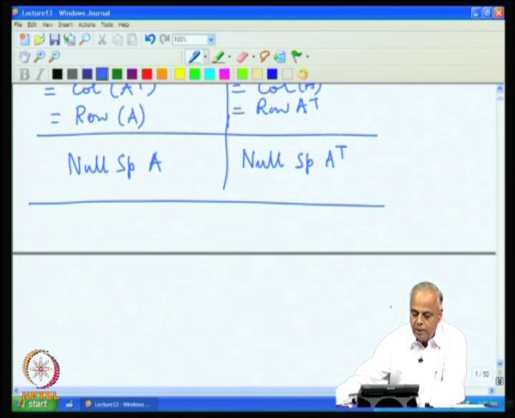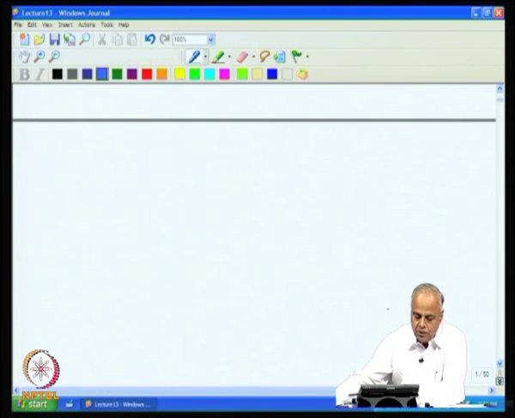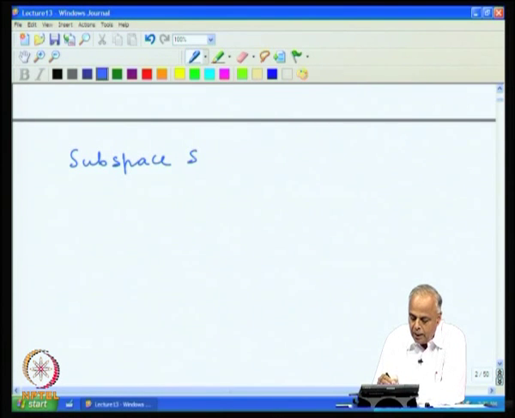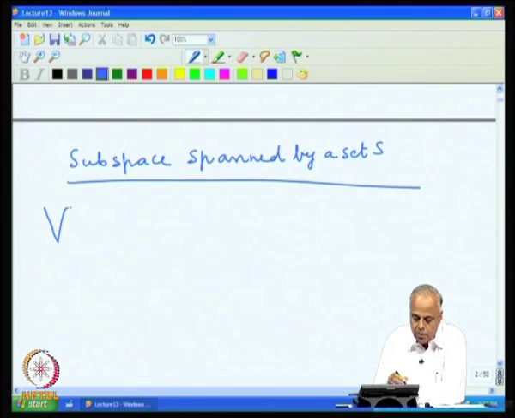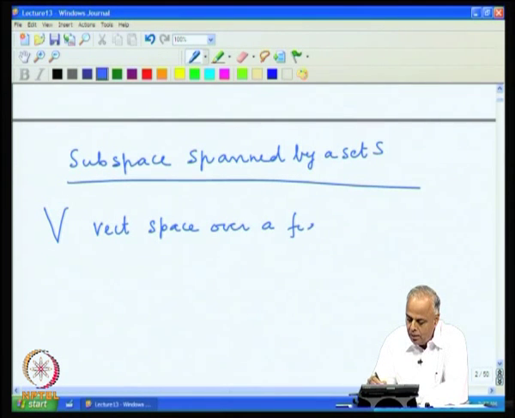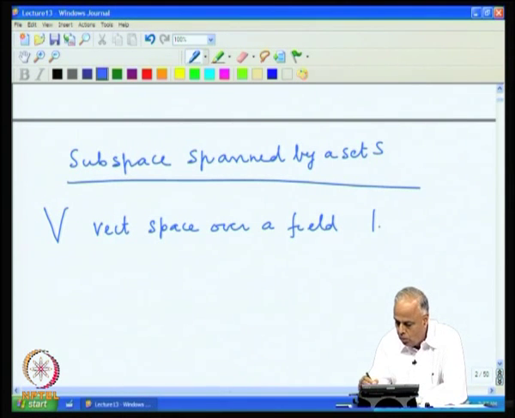So, in order to develop the analysis, we should first develop some machinery or some techniques in the idea of vector spaces. To this end, we shall first look at the notion of the subspace spanned by a set S, which we have already seen. So, what we have is a vector space V over a field F. This is always, I keep repeating, the universe in which we work, the vector space over a field F.